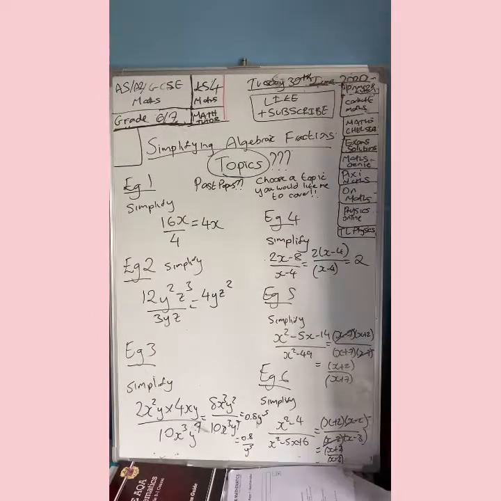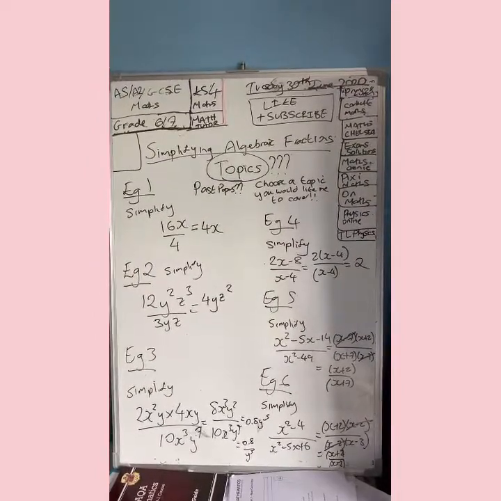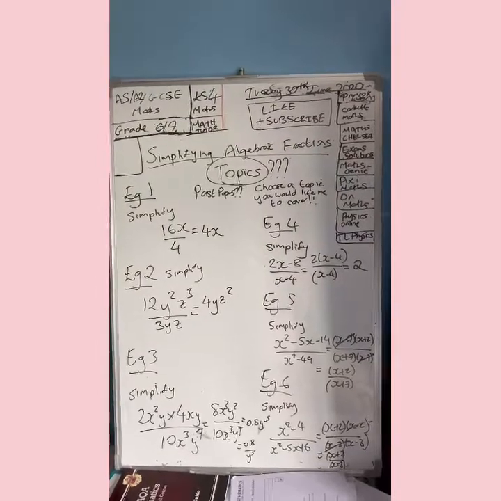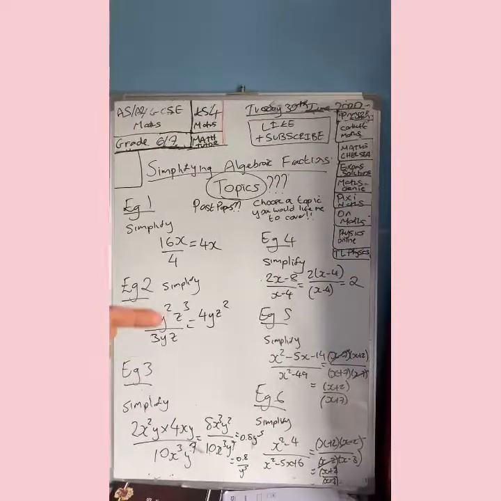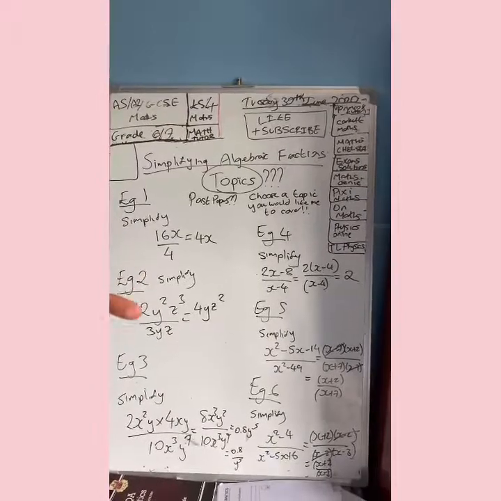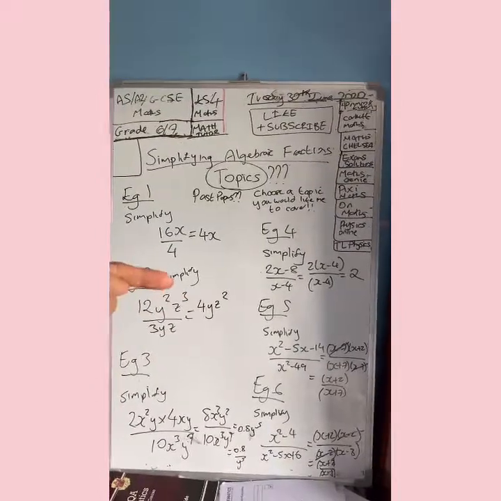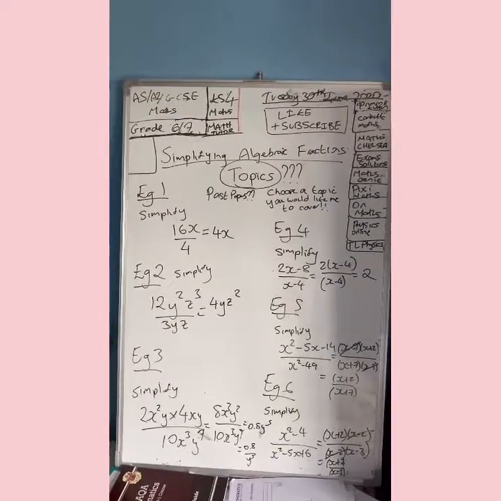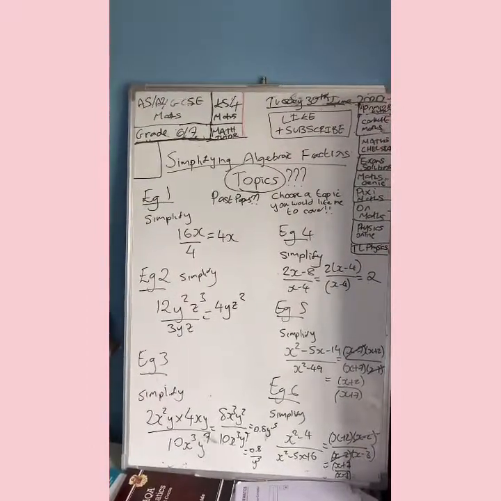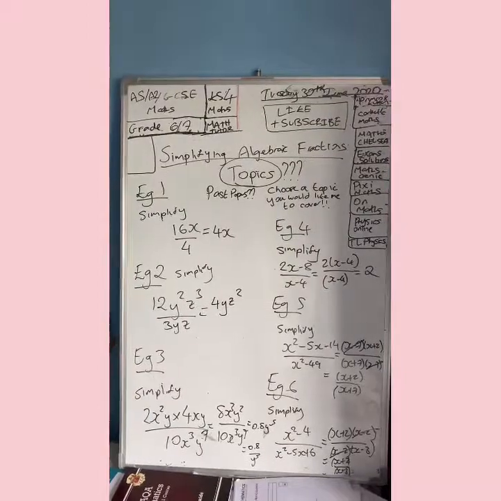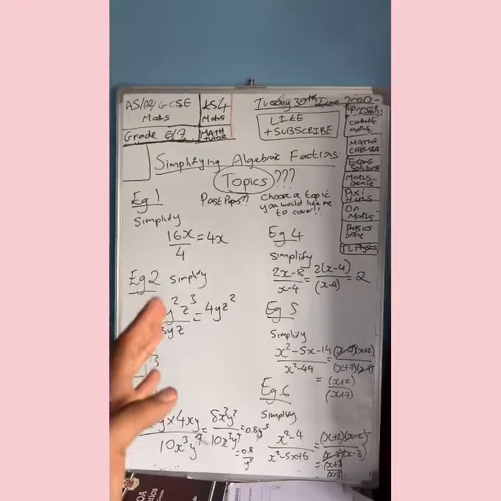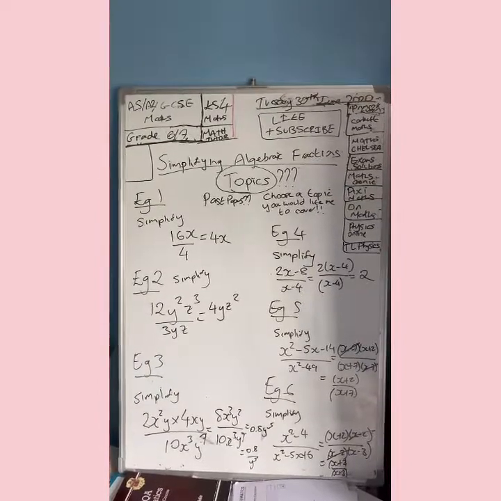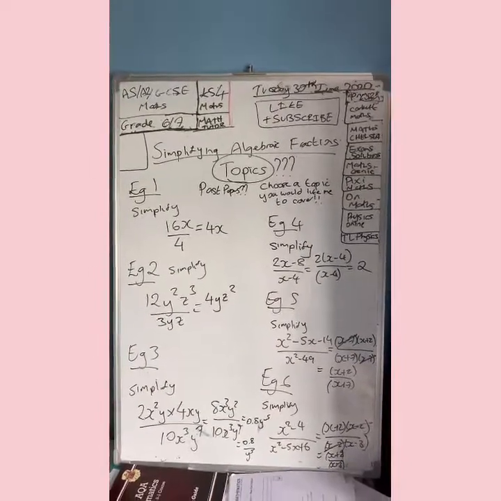Right, guys, example two: simplify 12y squared z cubed over 3yz. So 12 divided by 3 gives me 4, y squared divided by y gives me y, z cubed divided by z gives me z squared, so my answer is 4yz squared or 4z squared y. Either way is going to be correct. I prefer to write it as 4y z squared, just in alphabetical order.